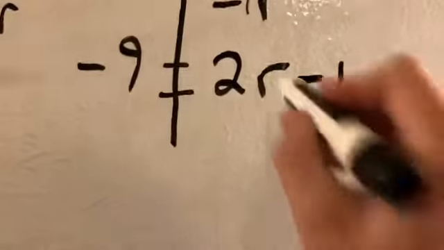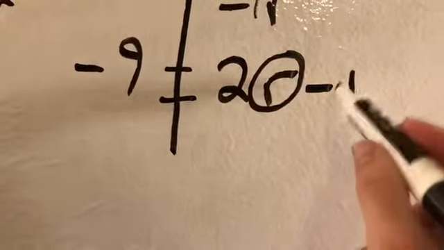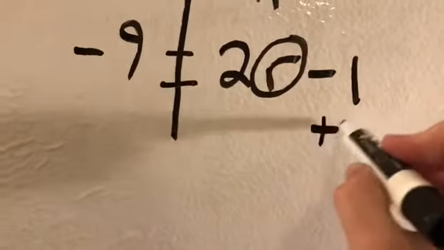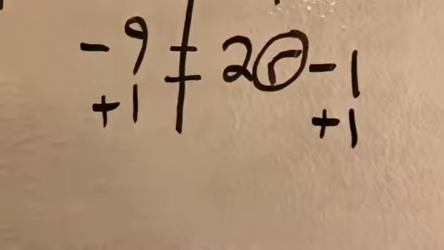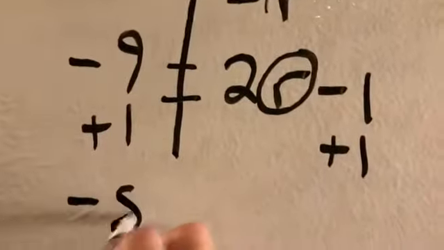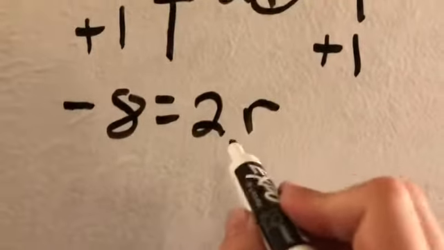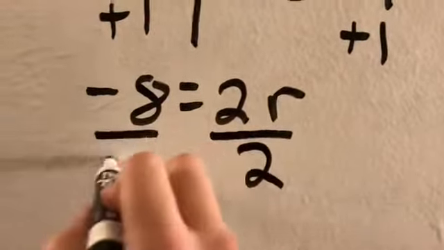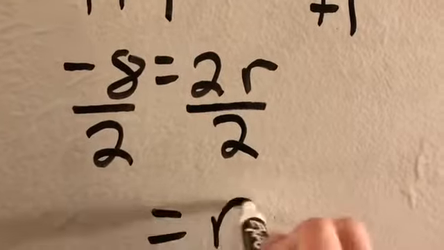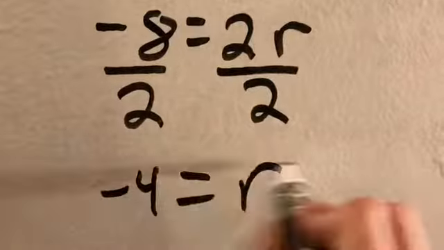Now this looks a lot like yesterday. I'm solving for r still. I need to get rid of the 2 and the -1. I'm going to start with the -1. The opposite will be adding 1. -9 plus 1. If I start at -9 and I go up 1, I end up at -8. Equals 2r. 2r is multiplication, so the opposite will be division. When you're dividing, if one number is negative, your answer is negative.